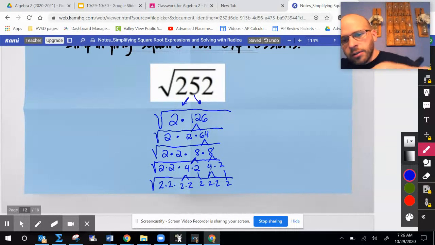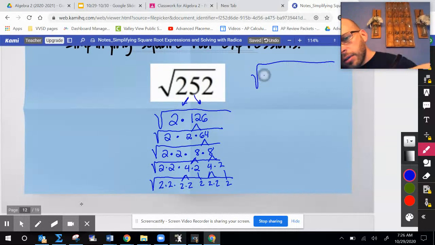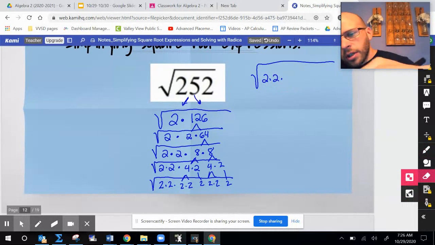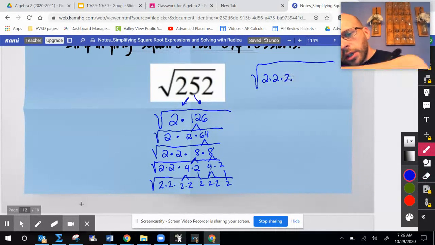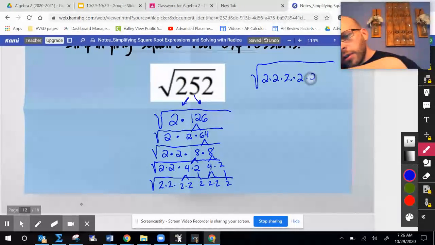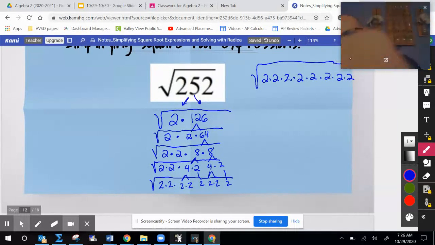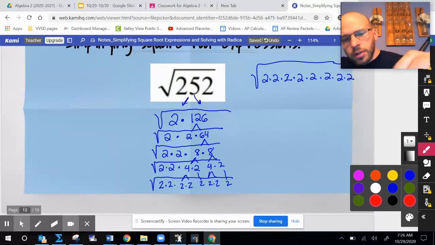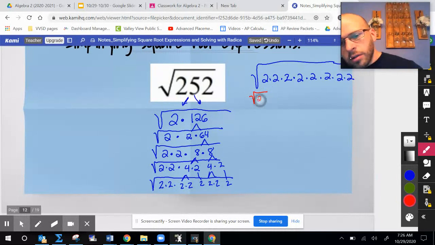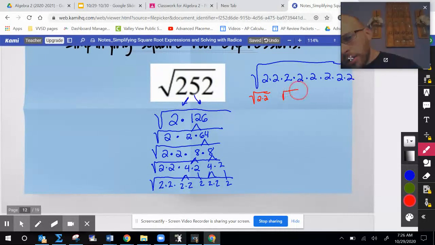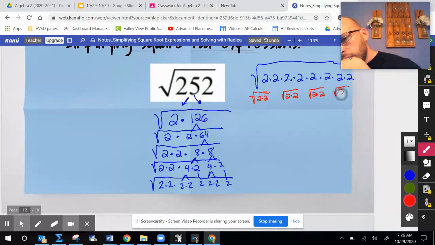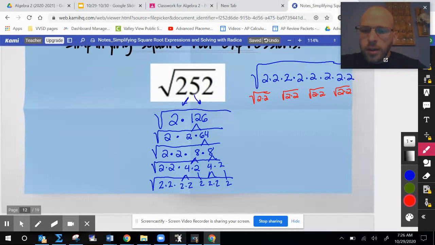So let's write this out nice and neat. 1, 2, 3. Oops, I wrote the 3, not the 2. So 1, 2. I have 3, 4, 5, 6, 7, 8. Right? All under my radical. So I want to break this up into my groups of 2. I have 4 groups of 2 then.